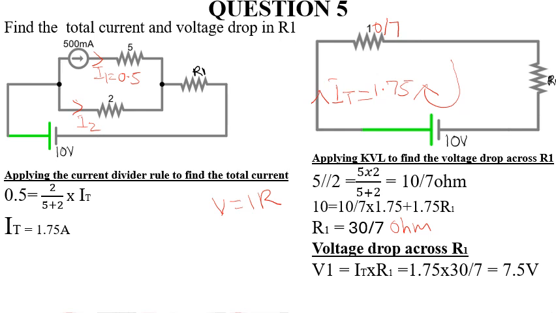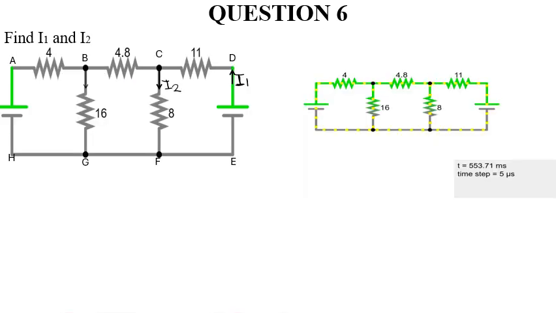Moving on to our next question. Our next question says, find I1 and I2 in the circuit. From our video so far, we've solved about 5 questions, and you see that they don't tell you to use any principle. So here you are the engineer, and you have to know the principle to use, whether it is KCL, KVL, current division, whatever. You have to know the approach to use.